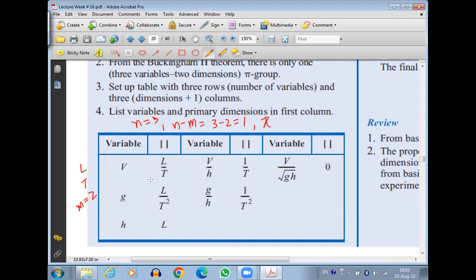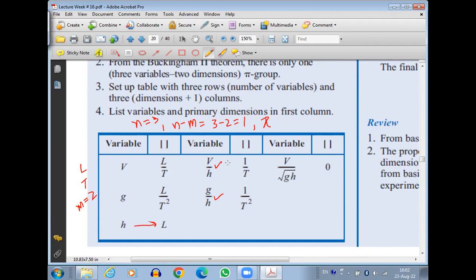So now the next thing is that we have to eliminate one variable at a time. If you look here in the first step, the simplest one is L. So let's eliminate L, and we represent L as H. Here it is L by T. We have to divide by L, meaning divide by H. So it becomes V by H. Here it is L by T square. We have to eliminate L, so we divide by H. So it becomes G by H, and H by H is 1. It's already eliminated. So now we have eliminated L.